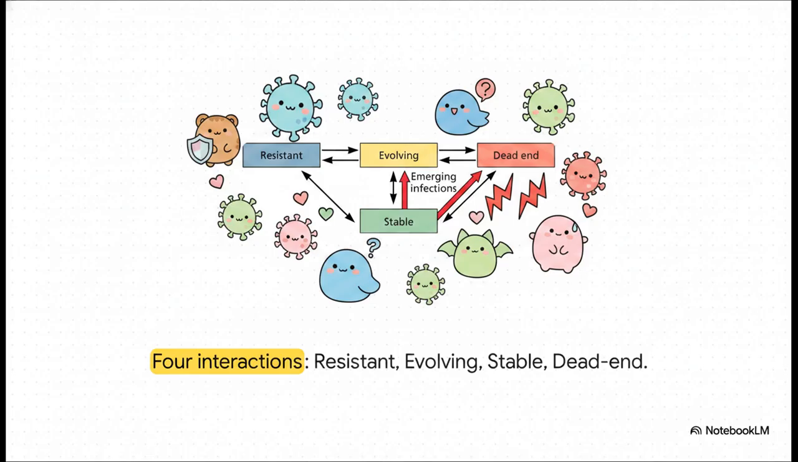A host can be resistant, completely blocking the infection. The interaction can be evolving, which is unstable and unpredictable, ranging from totally benign to completely deadly. It can be stable, where the virus is maintained in the ecosystem, or it can be a dead end. These 4 specific categories totally dictate the severity and the survival of both the virus and the host population.